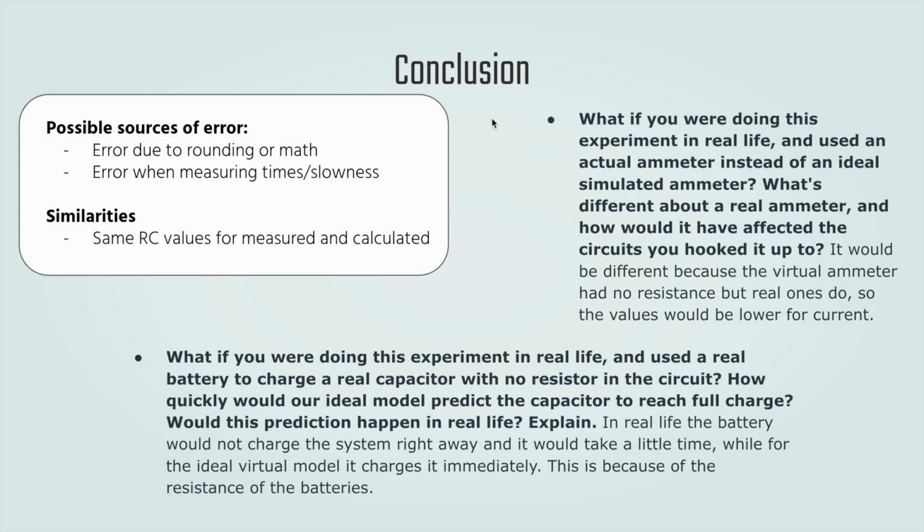And then what if we were doing this in real life? What's different about the real ammeter? How would it affect it? It would be different because a virtual ammeter had no resistance, but real ones do. So the values for the current would be lower.